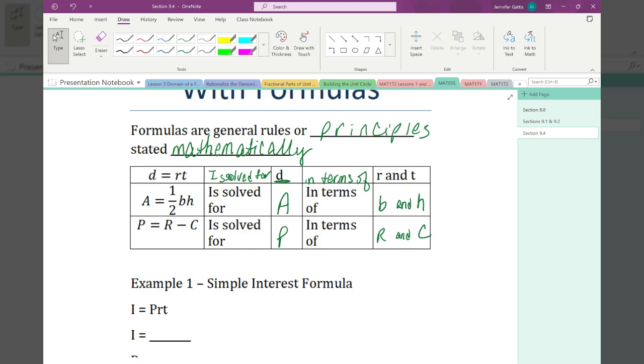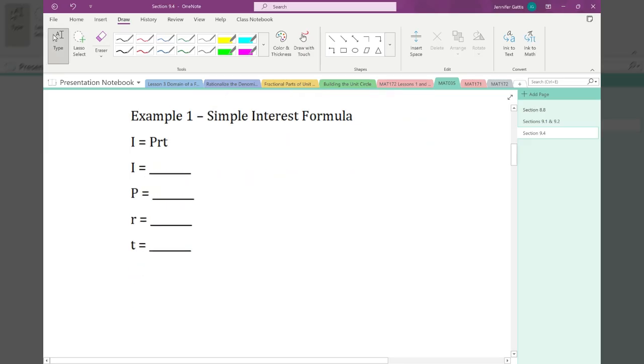So when we're looking at solving formulas or manipulating formulas so that they are represented in different formats, okay? We start out with this formula. This is the formula for simple interest. Interest, or I, is equal to P times R times T. So I is the interest, P is the principal, R is the percentage rate, and T is time. Okay?